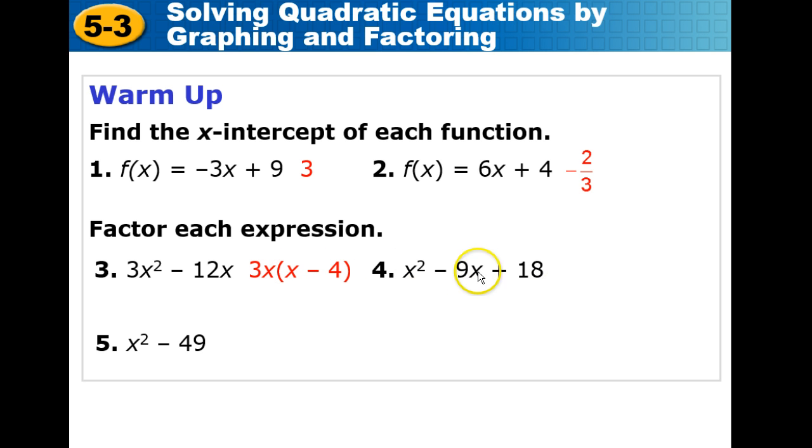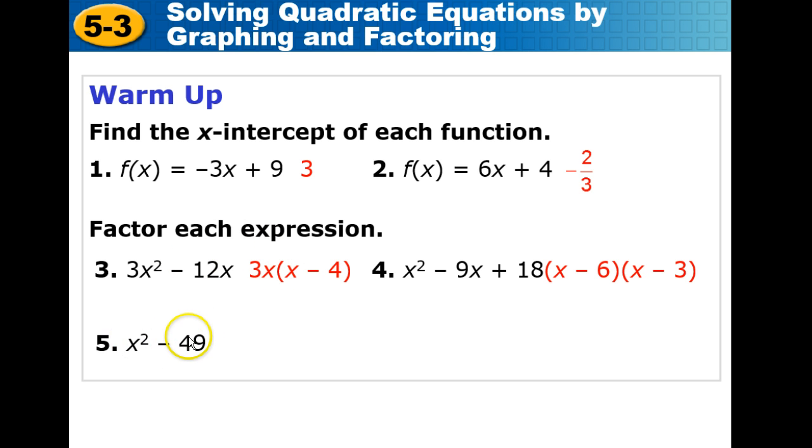In this expression, because our coefficient is 1, we say what multiplies to give you 18 and adds to give you negative 9. The answer to our factors is a negative 6 and a negative 3. So we do x minus 6 times x minus 3. Remember, you can always check yourself by foiling these, seeing if you get the original expression, distributing this, see if you get the original expression.